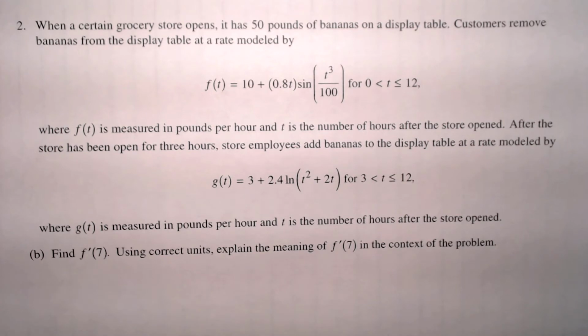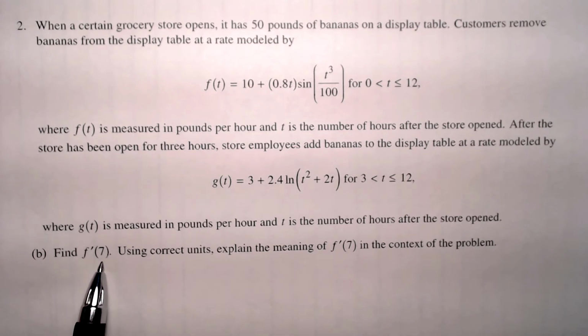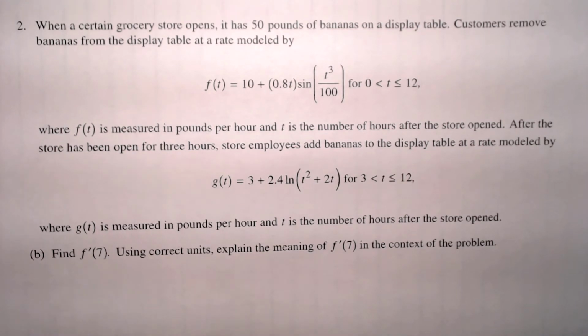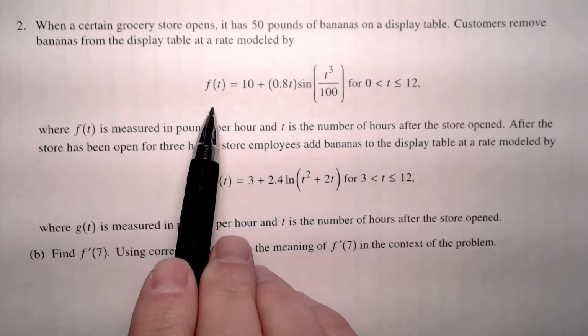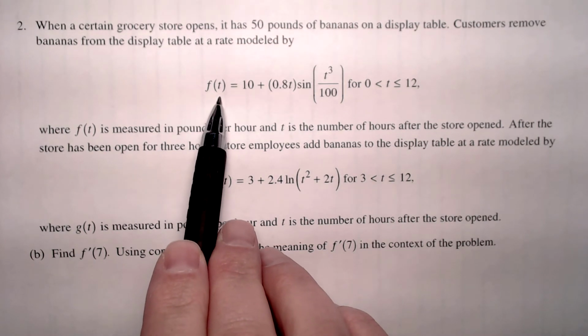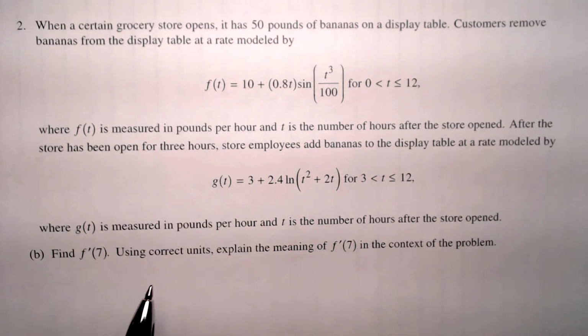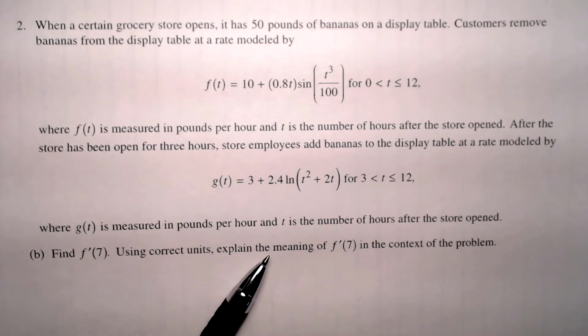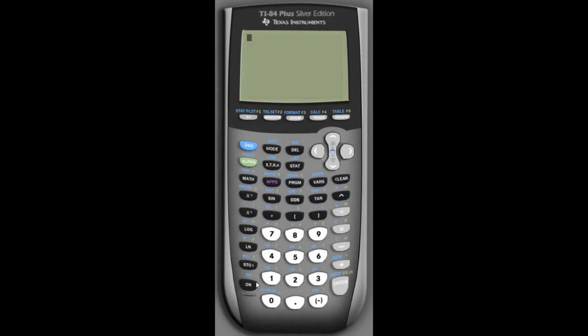In this question we are being asked to find f prime of 7, which is the rate of change of the rate at which the bananas are being removed from the table. So we just need to find the derivative of f with respect to t at time equals 7, and let's use the calculator to do that. So let's find the derivative of this function f at the time t equals 7.